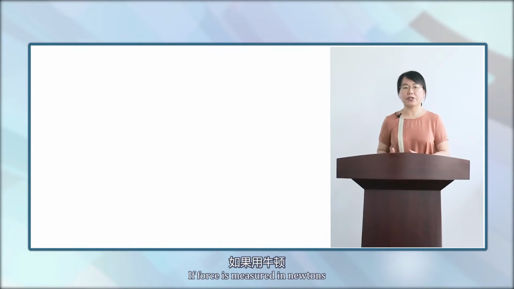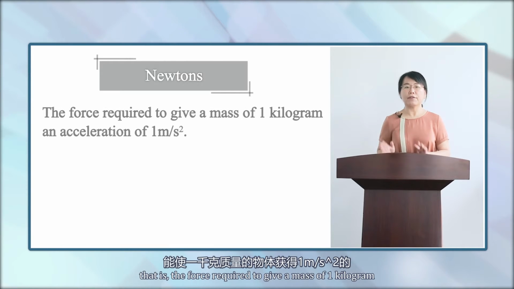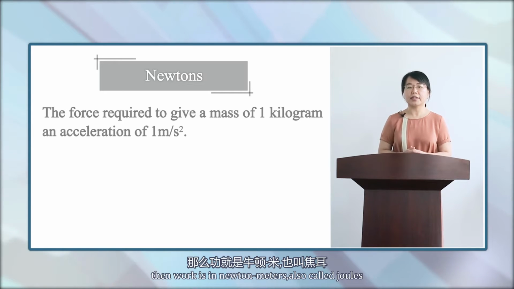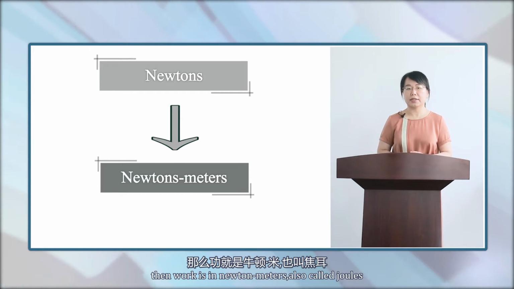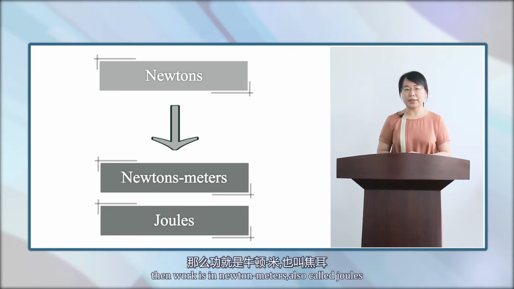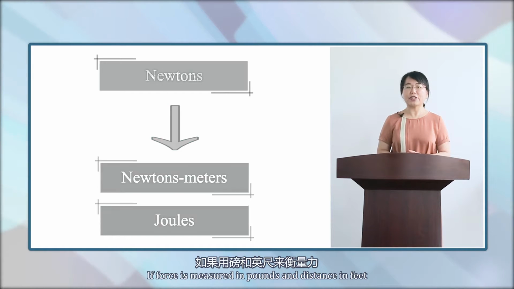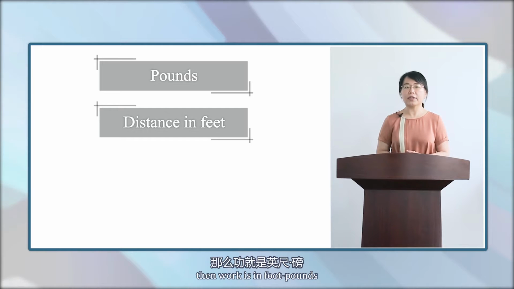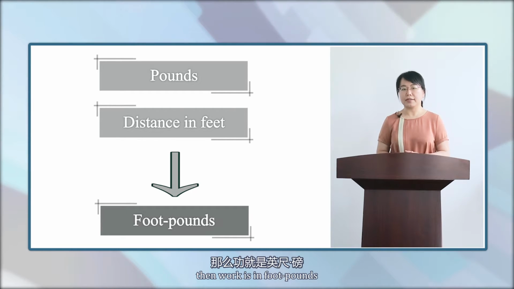If force is measured in newtons, that is, the force required to give a mass of 1 kilogram an acceleration of 1 meter per second squared, then the work is done in newton meters, also called joules. If force is measured in pounds and distance in feet, then the work is in foot-pounds.